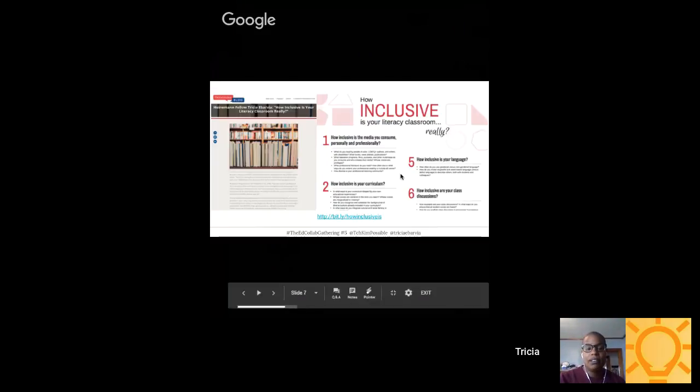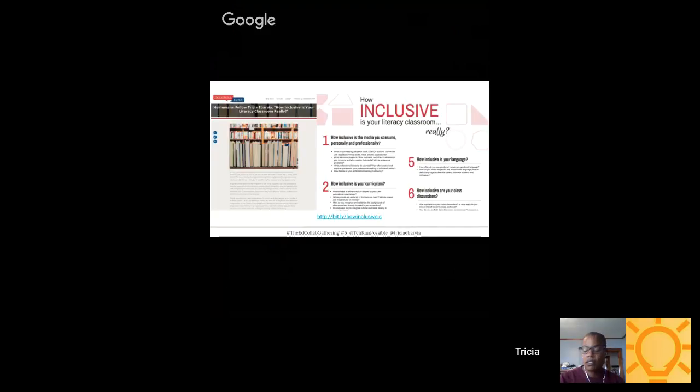So those 3 questions that we were on in the previous slide are actually part of a larger, more extended tool. This tool is something that I created that came out of the work with Heinemann about how inclusive your literacy classroom really is. It consists of 8 questions. We just went over the first one and the 3 sub-questions.